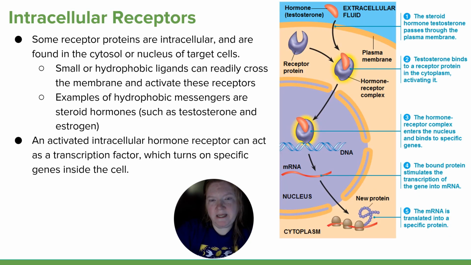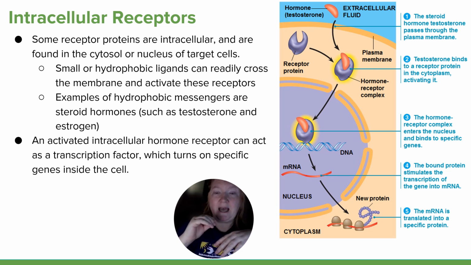Now, intracellular receptors. So again, remember, some receptors are intracellular. That means the receptor itself is inside the cell. So in order for the receptor to bind with the ligand, the ligand has to cross the membrane. Small or hydrophobic ligands can readily cross the membrane and activate these receptors. Examples are steroid hormones, so that includes testosterone and estrogen.